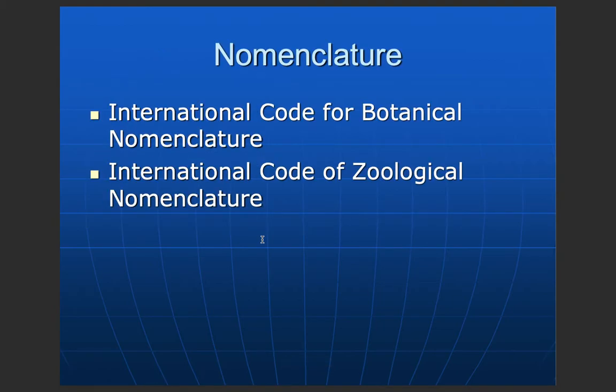Now come to know about nomenclature. In the nomenclature process in this living world, there are two organizations responsible for giving scientific names to different living organisms. One is known as ICBN, the International Code for Botanical Nomenclature, which is responsible for giving scientific names to different plants, and the International Code of Zoological Nomenclature, ICZN, is responsible for giving scientific names to different animals in this living world.